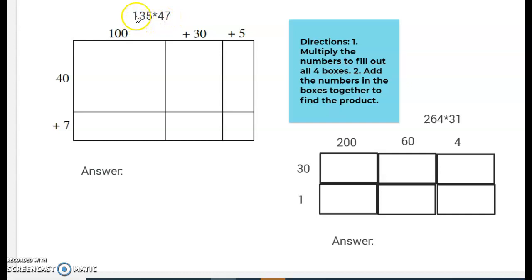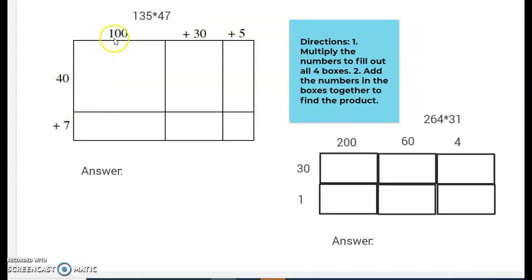So first I'm going to look at my hundreds column, which would be 100. And I'm just going to place the 3 and the 5 with zeros. Next is 30. 30 is in the tens place, and I'm going to replace that 5 with a 0. It's just going to be 30. And 5 is in the ones place, so that goes over here. For 47, 4 is in the tens place, so that becomes 40. And 7 is in the ones place, that becomes 7. And I'm going to do the same thing.